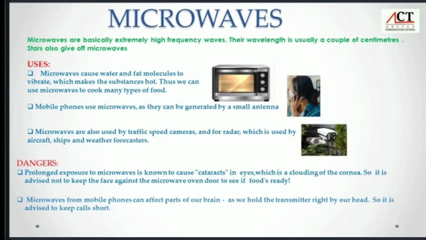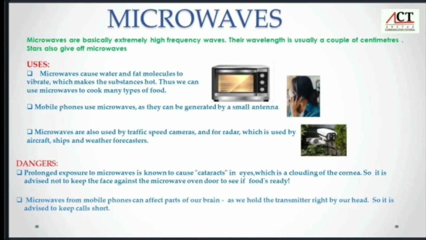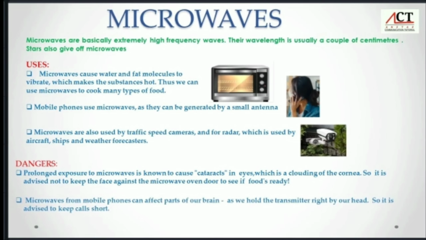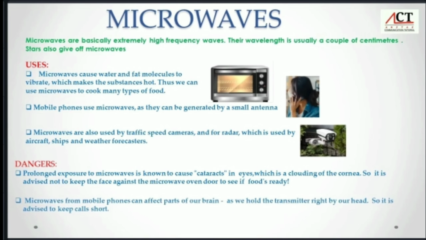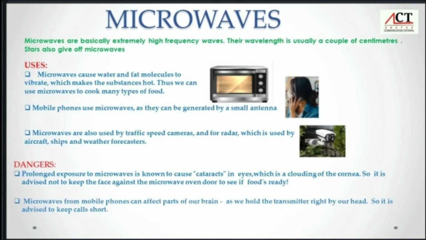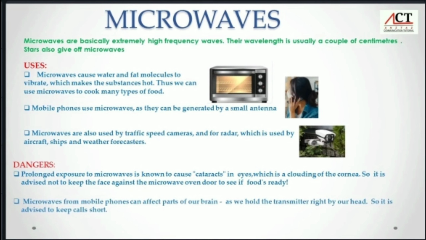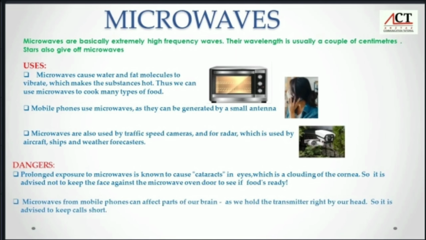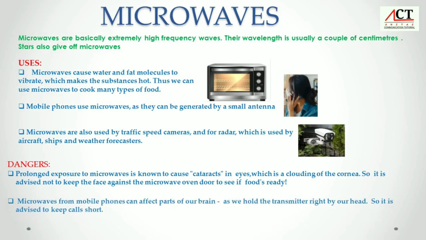The dangers of microwaves is that prolonged exposure to microwaves can cause cataract. So it is advised not to keep the face against the microwave oven door to see if the food is ready. Microwaves from mobile phones can also affect the parts of our brain.